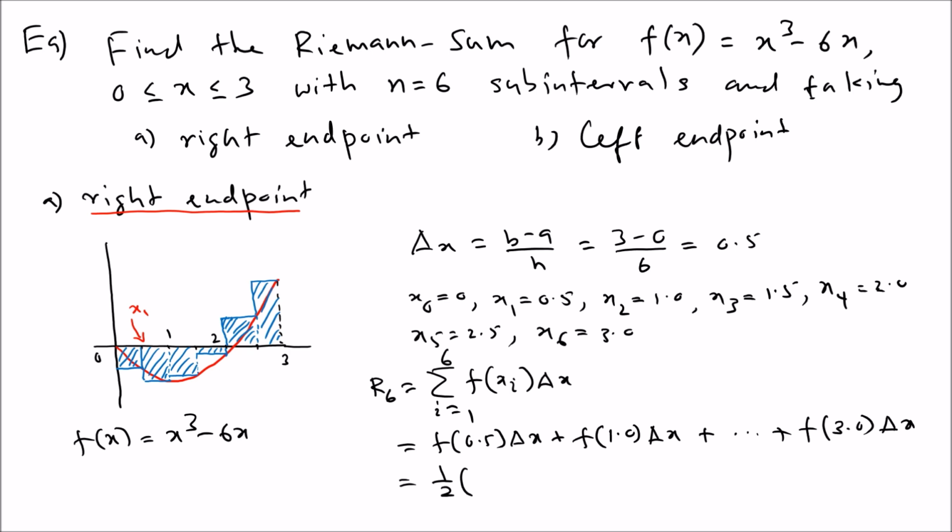If you calculate at 0.5, you're going to get negative 2.875. The next one, if you calculate at 1, you get negative 5. And then if you calculate at 1.5, negative 5.625. So keep doing it. Then you get negative 4.